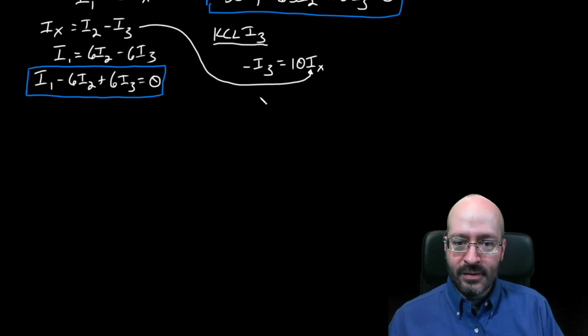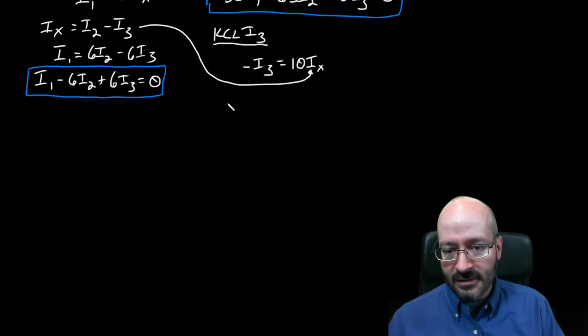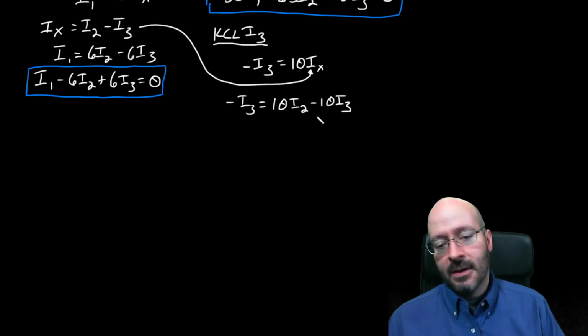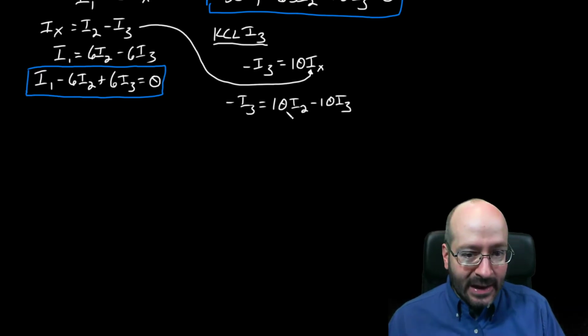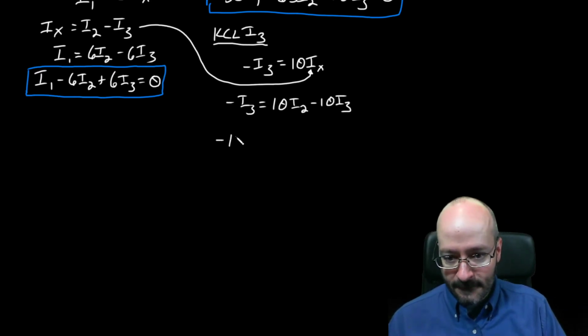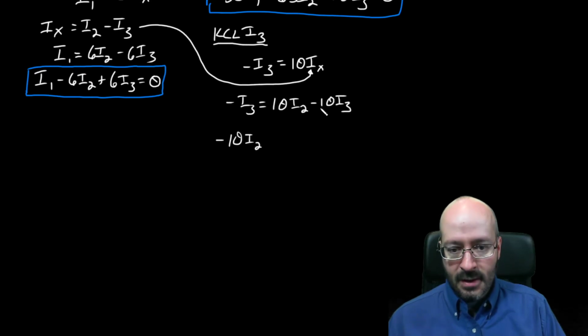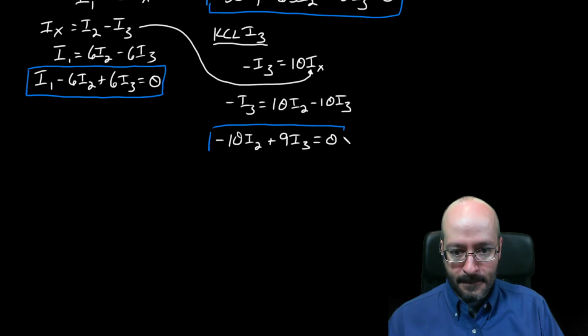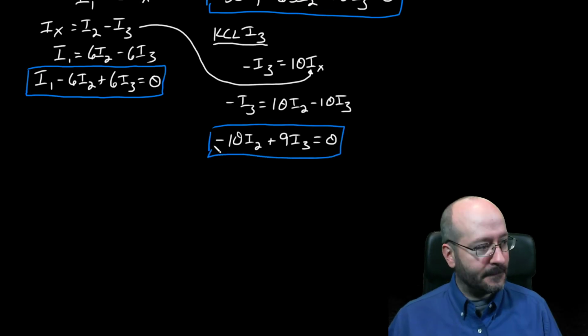We've got to do the same kind of thing. Negative I3 is equal to 10I2 minus 10I3. We've got to move it over to the other side, so it's going to be negative 10I2, and we're going to add 10, so we get plus 9I3, and that's equal to 0. And those are my three equations.